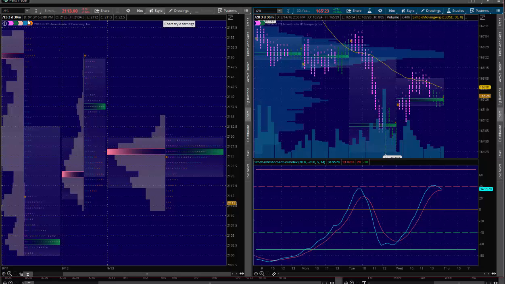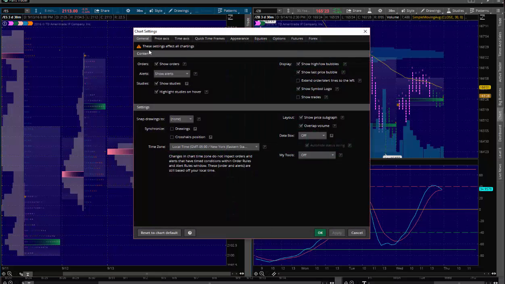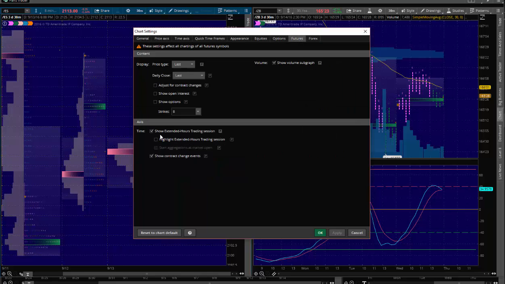So this is a futures chart. So I'm going to go to style settings, and I'm going to go to futures and show extended trading hours. I don't want that. I do not want to show extended trading hours. And if you highlight that button there, then it shows up.